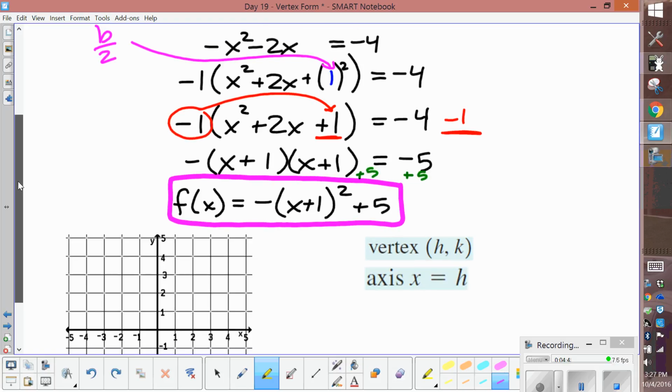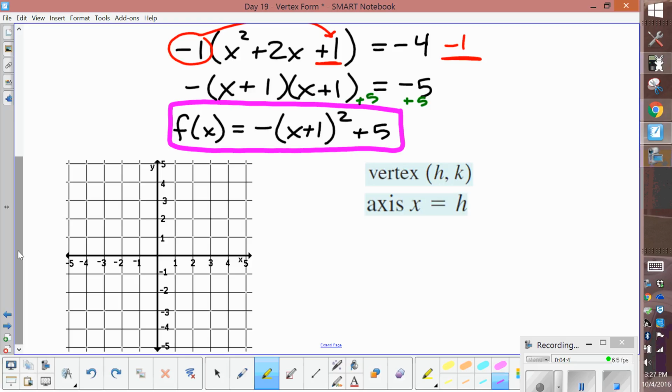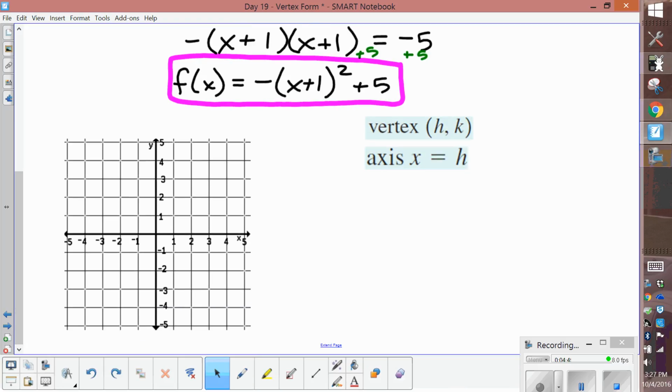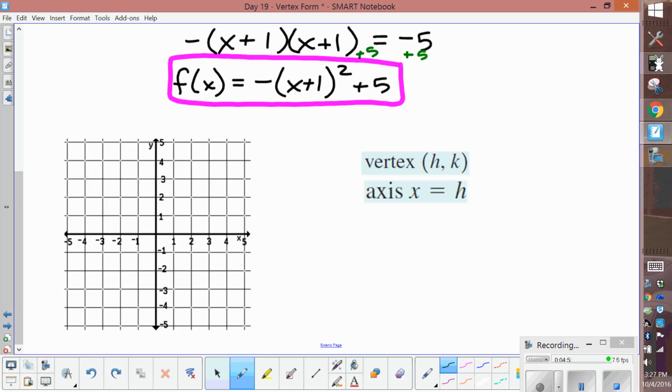Okay, moving down a little bit more. I can graph this thing now. I do need to identify my vertex and my axis or line of symmetry. Again, the typical equation looks like this: x minus h squared plus k. The easiest thing is to go ahead and find the k first. So whatever is here is always your k, and that's going to be my vertical translation. It's going to move my parabola up or down.